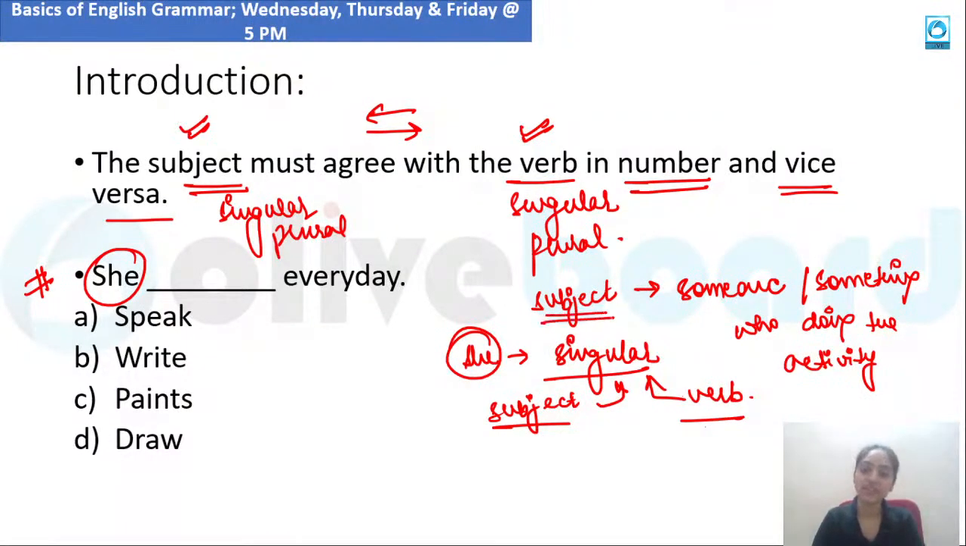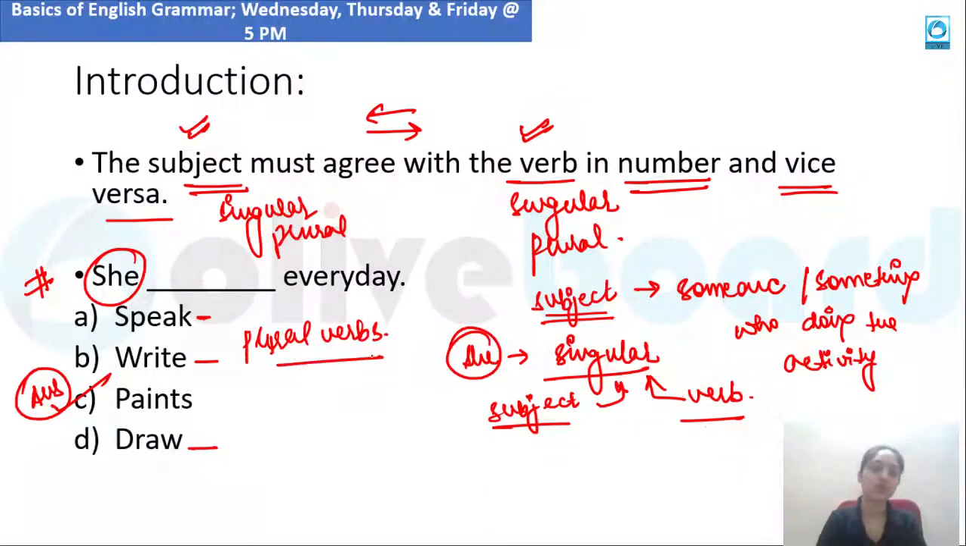So here the subject is she, which is a singular subject. So your verb will also be singular, which indicates option C is the correct answer here. She paints every day. Notice the other verbs that are given to you. Speak, write and draw. These are plural verbs. So options A, B and D will be eliminated.